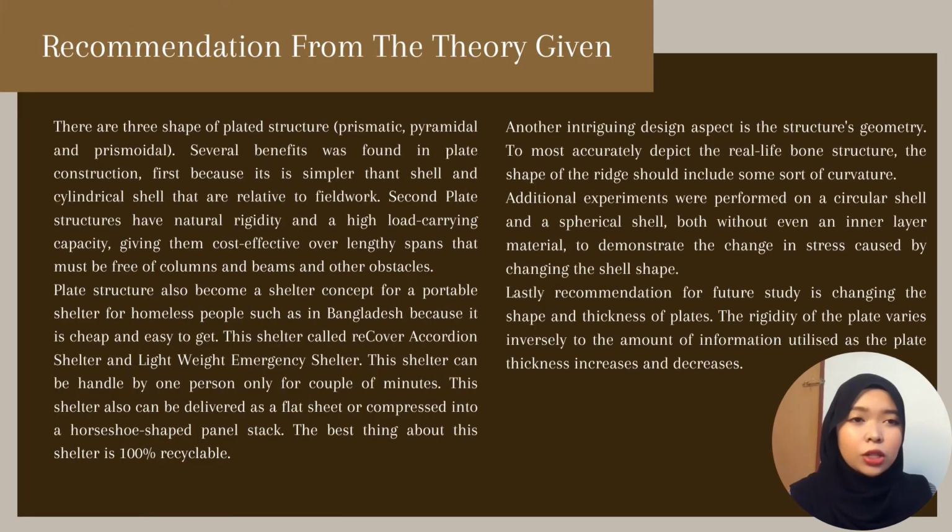From the recommendation from the theory given, there are three shapes of plate structure: prismatic, pyramidal, and prismoidal. Several benefits were found in the plate construction. Plate structure also becomes a shelter concept for a portable shelter for homeless people such as in Bangladesh because it's cheap and easy to get. The shelter is called the accordion shelter, a lightweight emergency shelter. The shelter can be handled by one person in only a couple of minutes. The shelter can also be delivered as a flat sheet compressed into a hexagon-shaped panel stack.